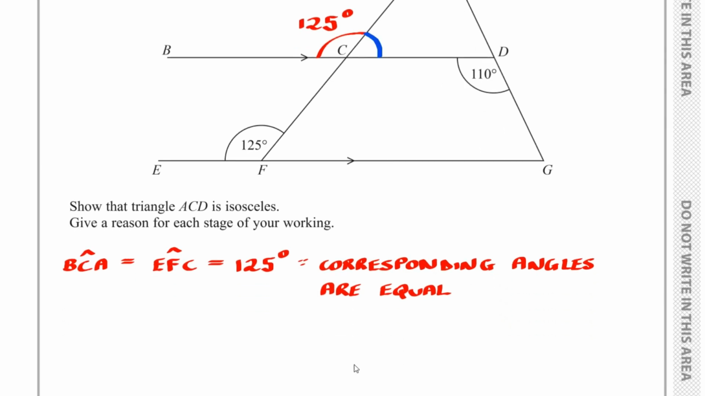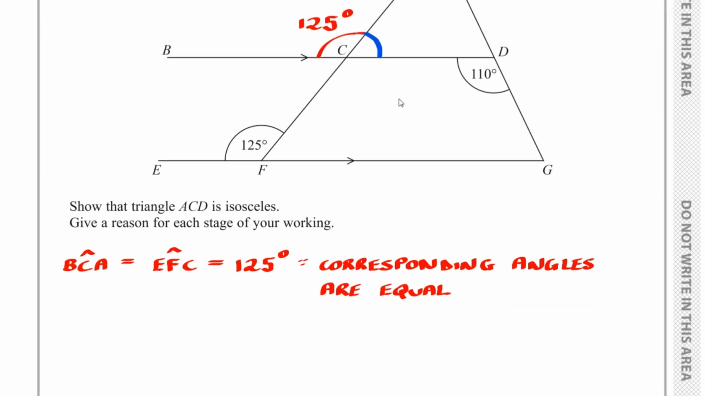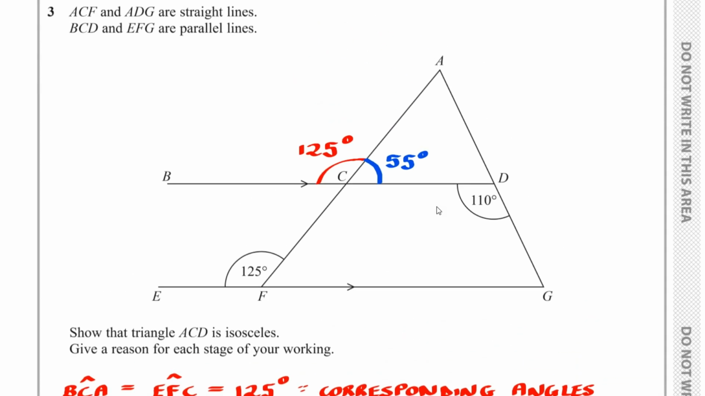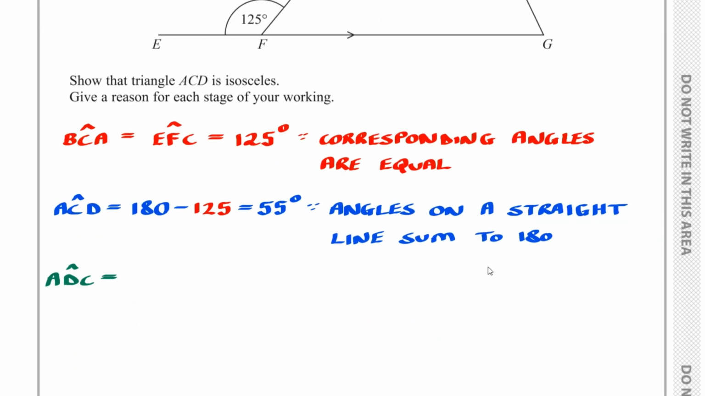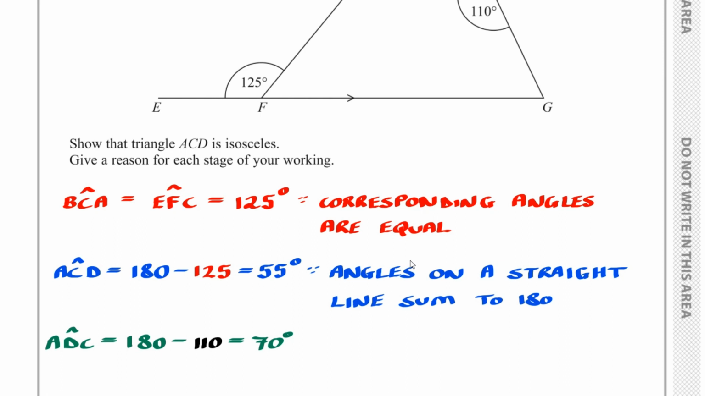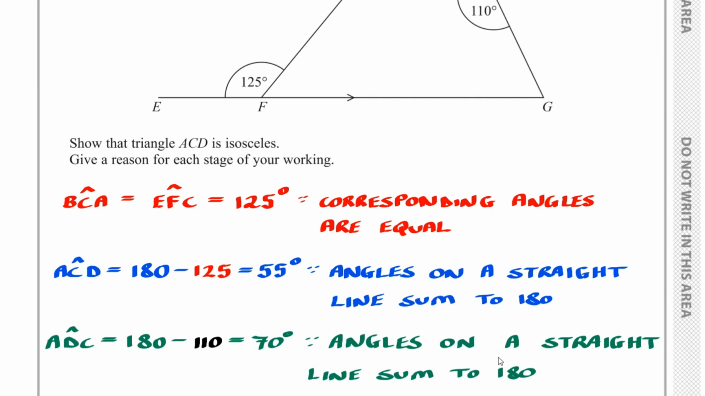We can now find out what this angle here is, the angle ACD, using angles on a straight line. So the angle ACD is equal to 180, subtract that 125, which is 55, and that's because angles on a straight line sum to 180. We can now find out what this angle here is, again using the fact that angles on a straight line sum to 180. So the angle ADC is equal to 180, subtract this 110, which is 70 degrees, so we have 70 degrees shown here. And that's because angles on a straight line sum to 180.